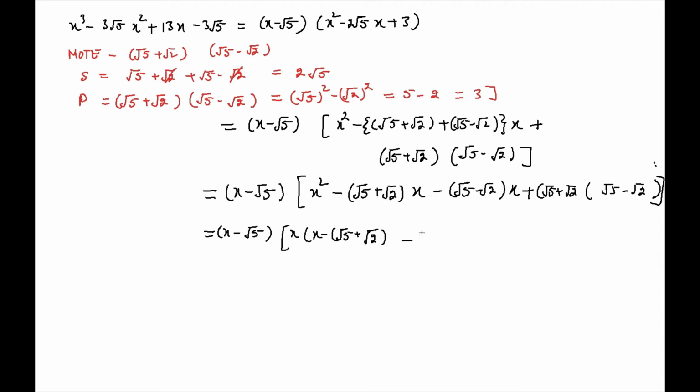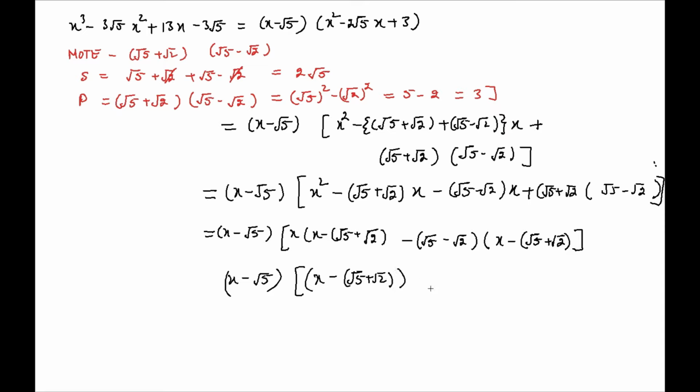So x minus root 5 in one bracket and take x common, you will have x minus root 5 plus root 2 in the bracket, minus root 5 minus root 2 common, you will have x minus root 5 plus root 2 in a bracket. So x minus root 5 in one bracket and you will have x minus root 5 plus root 2 common, you will have x minus root 5 minus root 2. So I have three brackets, x minus root 5, x minus root 5 plus root 2, x minus root 5 minus root 2.